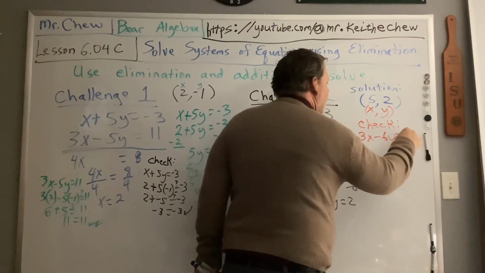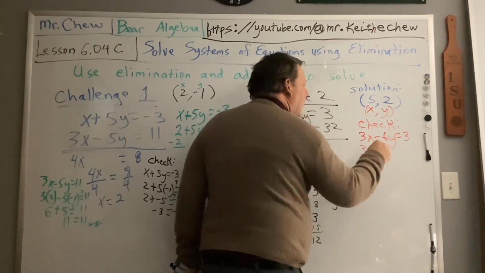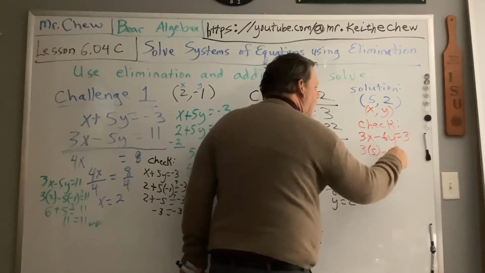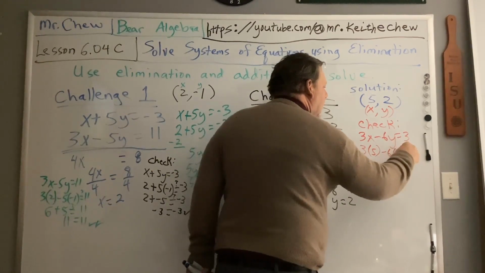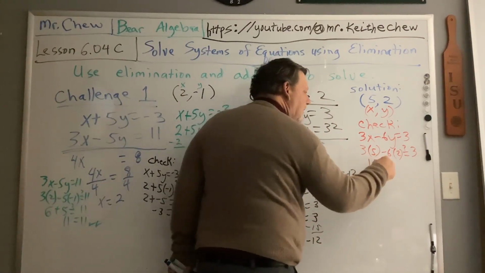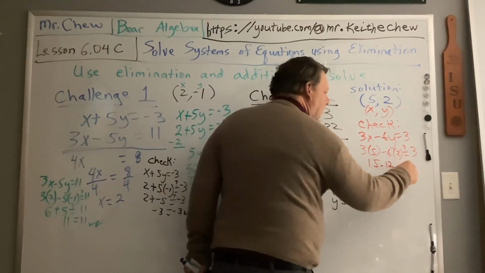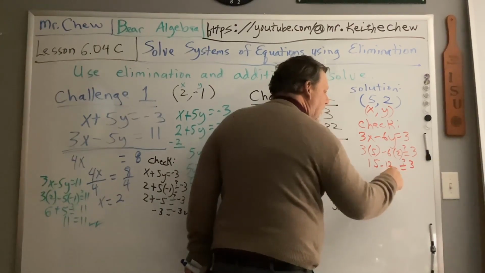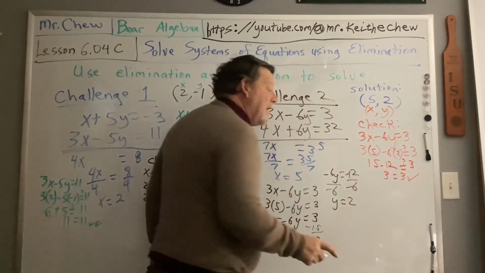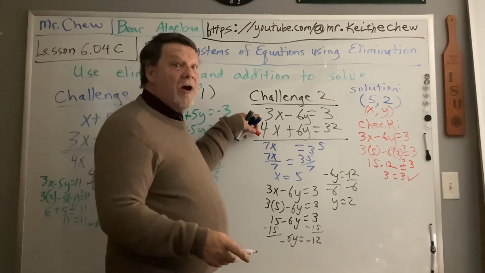So here's my first equation. Now I'm going to plug a 5 in for my x and a 2 in for my y and see if that's true. 3 times 5 is 15, minus 6 times 2 is 12. Does that equal 3? It sure does. And what does that mean? That means that the point (5, 2) does lie on this first line when I graph it.